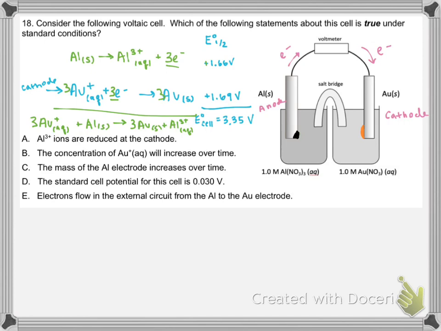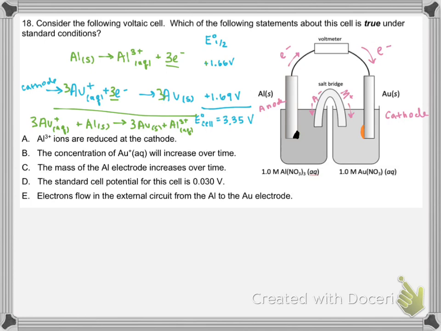Since the anode is losing electrons, it's becoming more positive. So we'll have anions from the salt bridge flow down to balance the charge. We'll have some cations flow toward the cathode to neutralize that added negative charge from the electrons. So now that we have a picture of what's going on, we can figure out which is true.